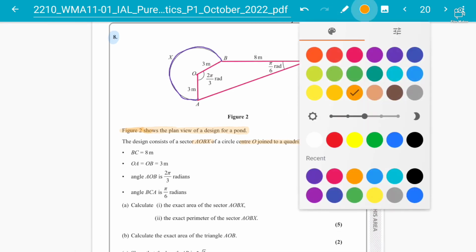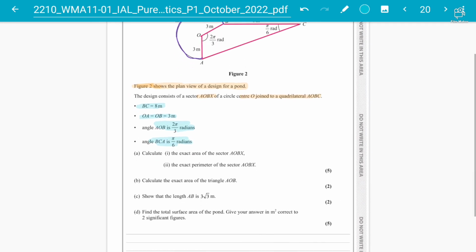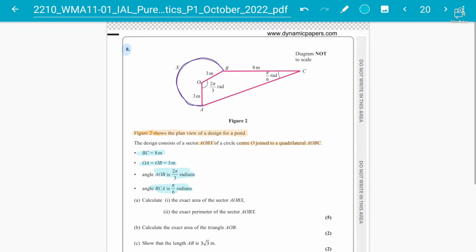The measurements are given. BC is 8 centimeters, OAB is 3 meters, and the angle is given. Make sure we have to solve this whole question in radians, students. So be very careful for radians. And then starting the first part, area. So we have to calculate the exact area of the sector.